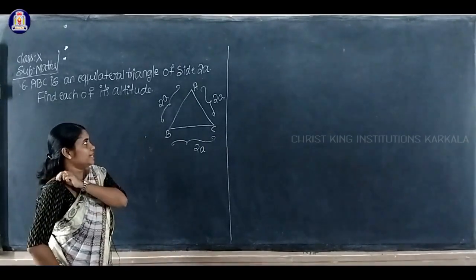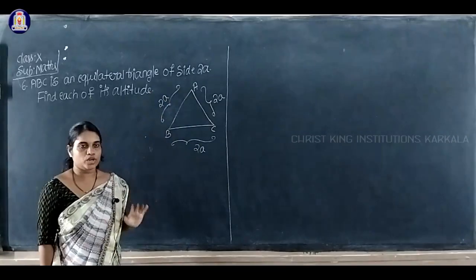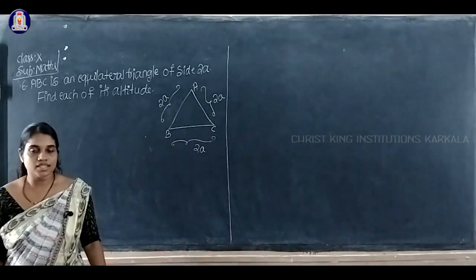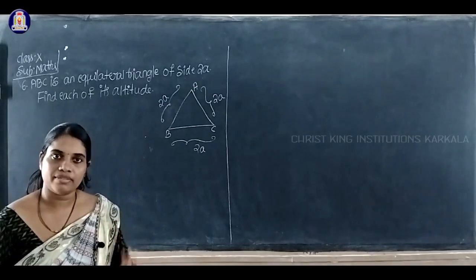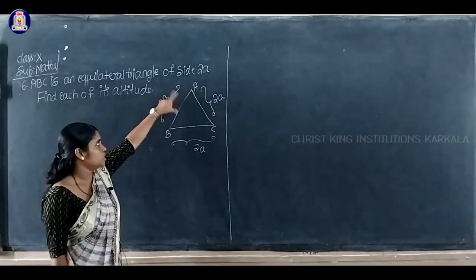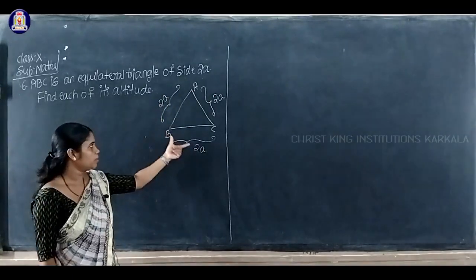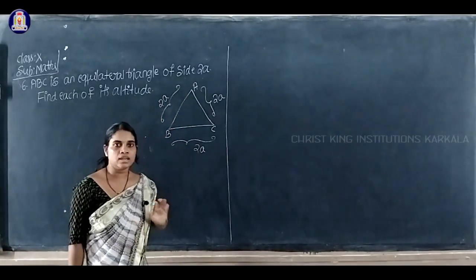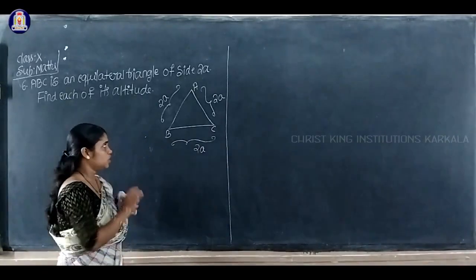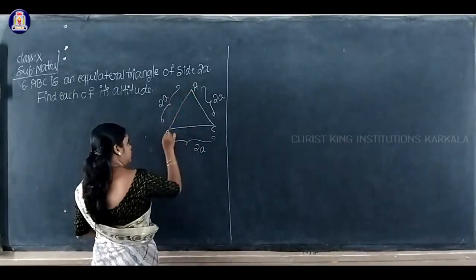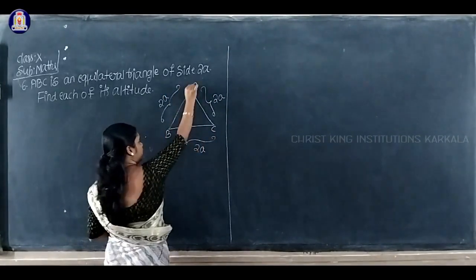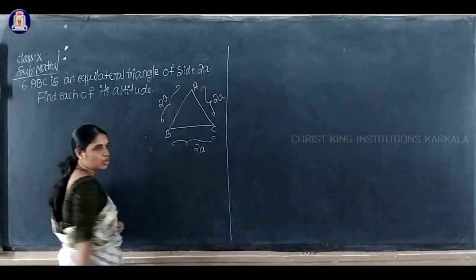Okay, so in this equilateral triangle, the side length is given. What is the side length? 2a. We know that an equilateral triangle means all the sides have equal length, isn't it? So if the length of one side is 2a, then the remaining two sides are also the same, 2a. So the length of AB is 2a, the length of BC is also 2a, and the length of AC is also 2a.